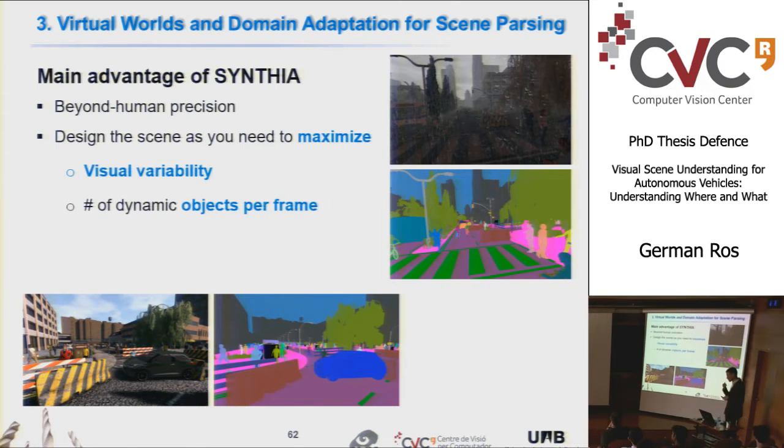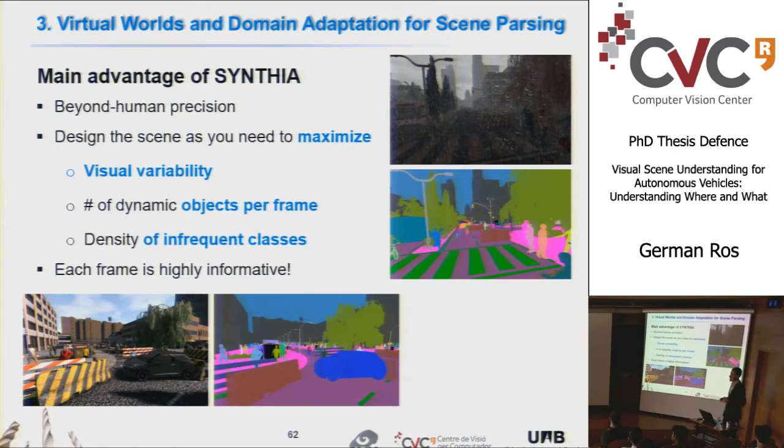But probably, if I have to highlight the principal advantage of Cynthia, is that we can get beyond human annotation. So we can generate ground truth for problems in which humans can usually not generate ground truth. We can generate ground truth for optical flow. We can generate ground truth for depth estimation. We can generate precise, very high quality ground truth for instance segmentation in a very cheap and cost-effective way. We can generate ground truth for very different problems of scene understanding.